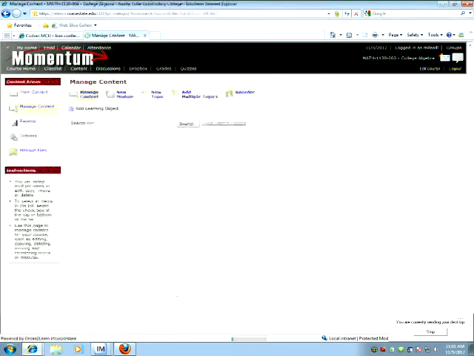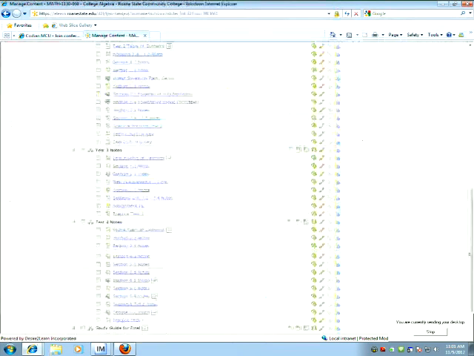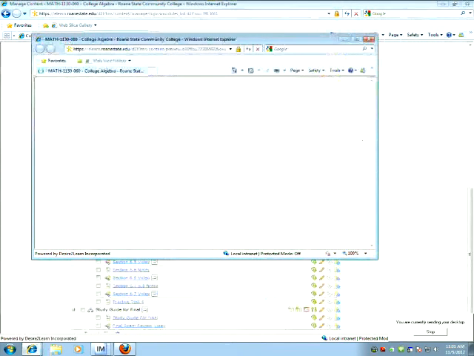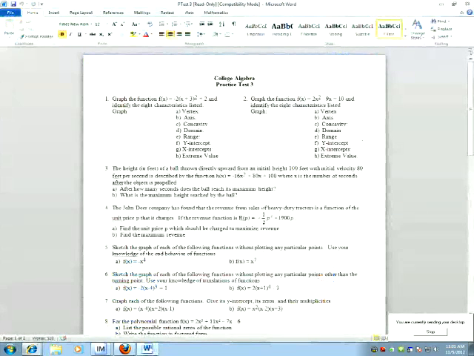So I've posted this practice test 3 in Momentum. And this is a darn lot like the test. Number 1 and 2 were from section 4.3, where we learned to give a lot of details about a parabola. Number 1, you can just look at it and see the vertex.